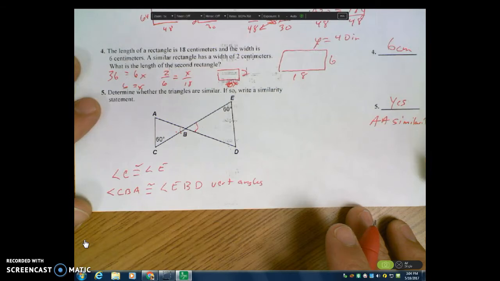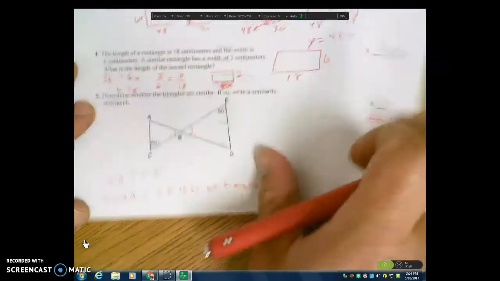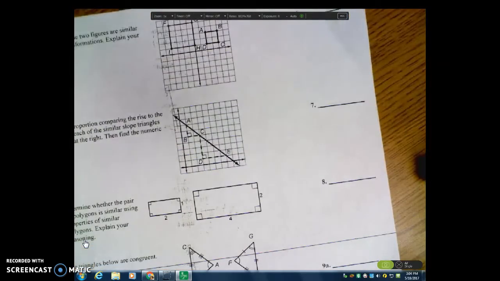Hopefully you could see that there. Pause it if that was off the screen. I apologize. All right. So I got halfway and I'm about halfway through.